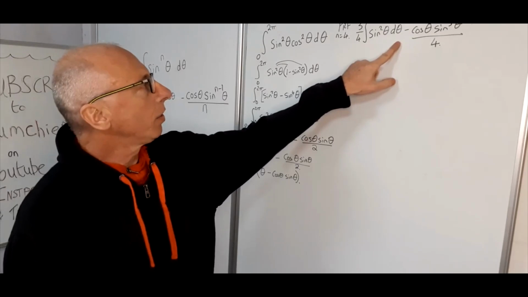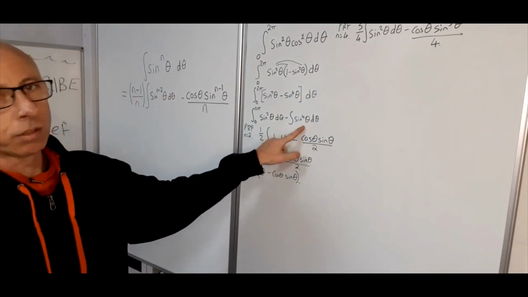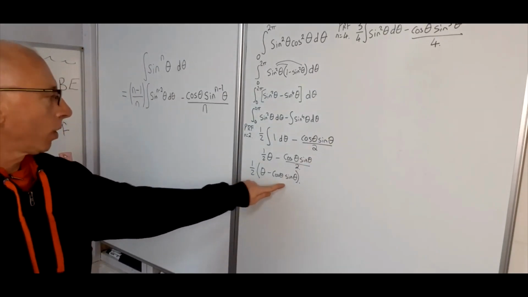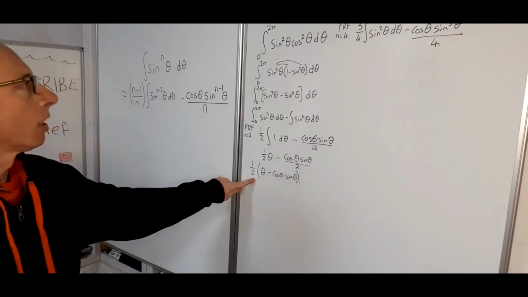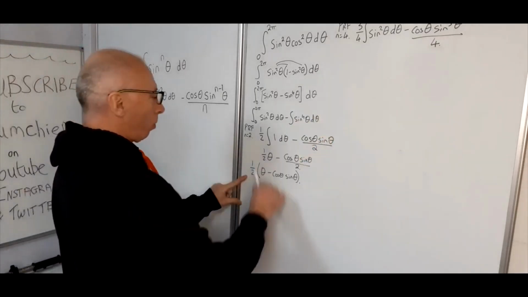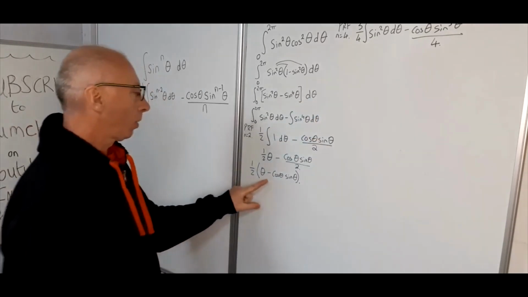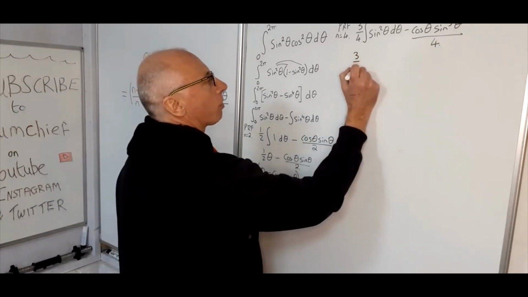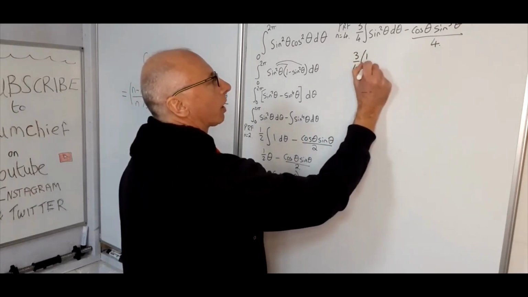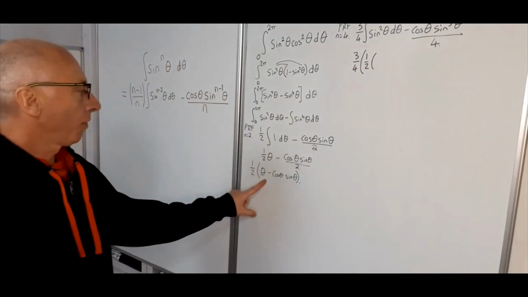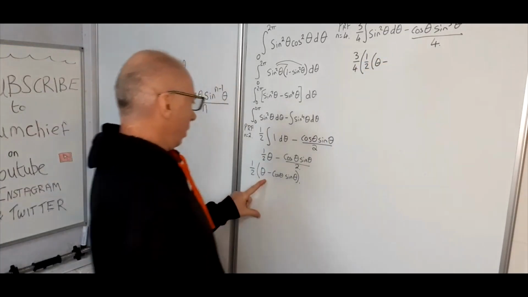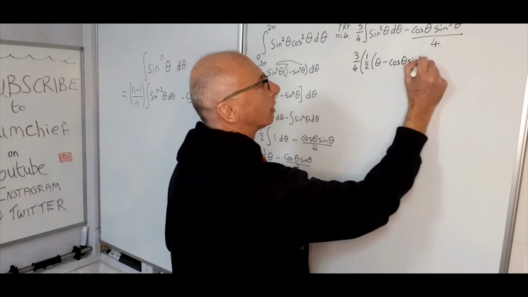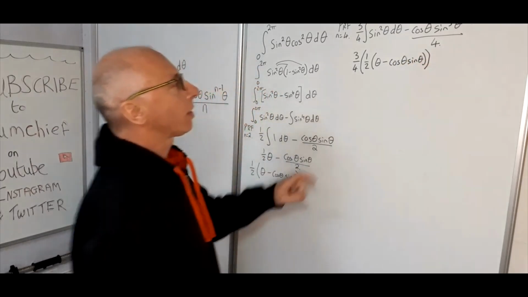Okay, so we've created another integral from our original integral, so it looks like we're getting nowhere. But the integral of sine squared theta d theta, we've already worked this out. So now all we need to do is plug in 1/2 theta minus cosine theta sine theta for this term, and that will solve that integral because we've already done it. So 3/4 times 1/2 of theta minus cosine theta sine theta. So that's all of that term.